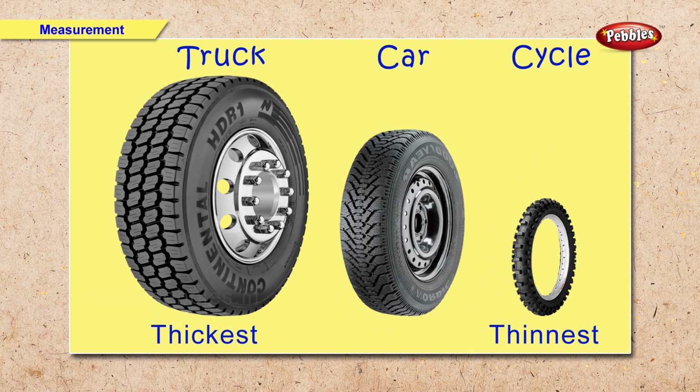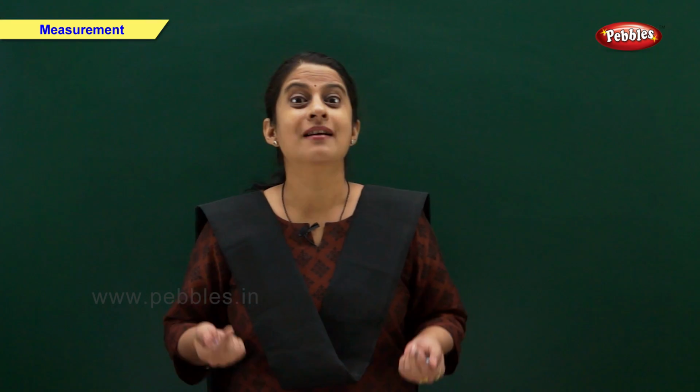Here we have a truck tire, a car tire and a cycle tire. And now you tell me which tire is the thickest and which tire is the thinnest. Tell me fast. Right. The truck's tire is the thickest and the cycle's tire is the thinnest. Now let us see thickest and thinnest.